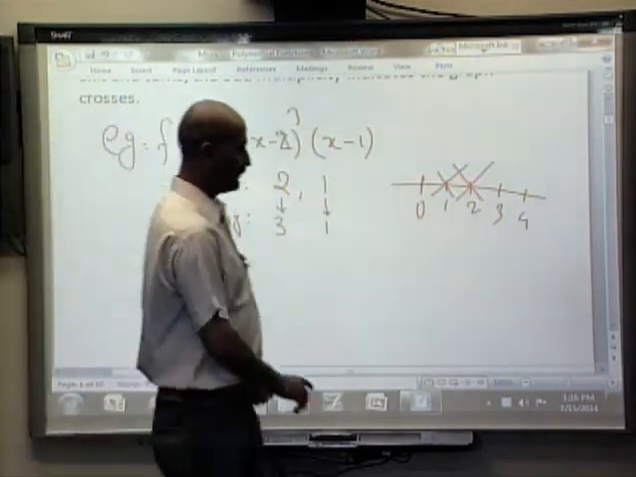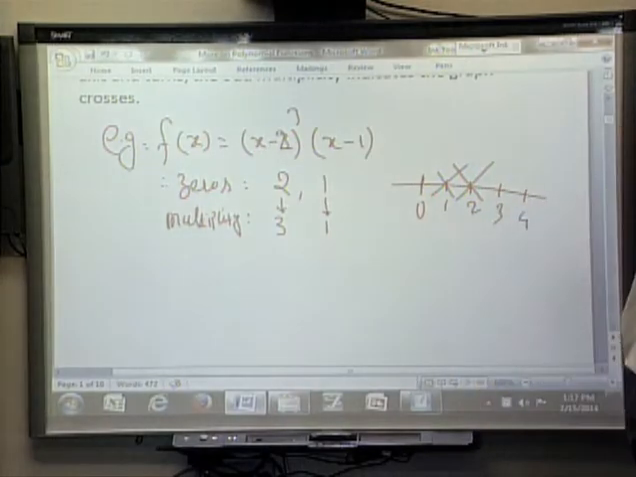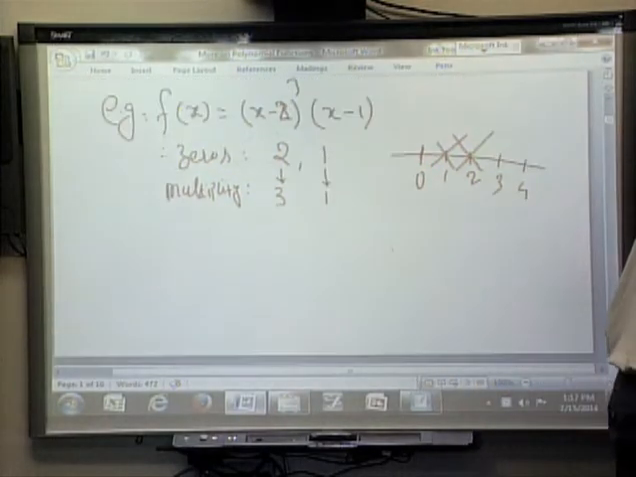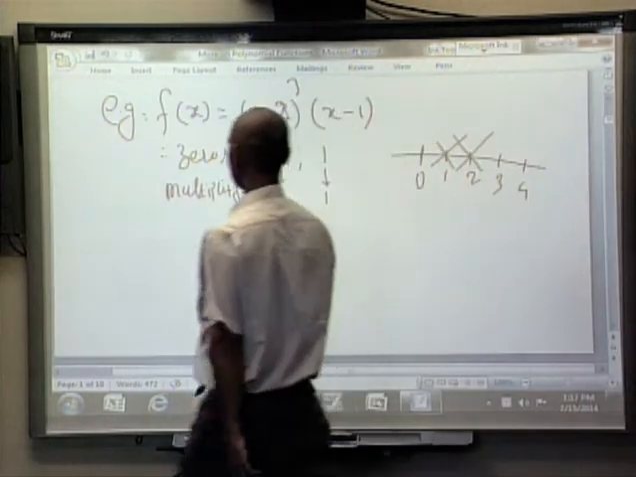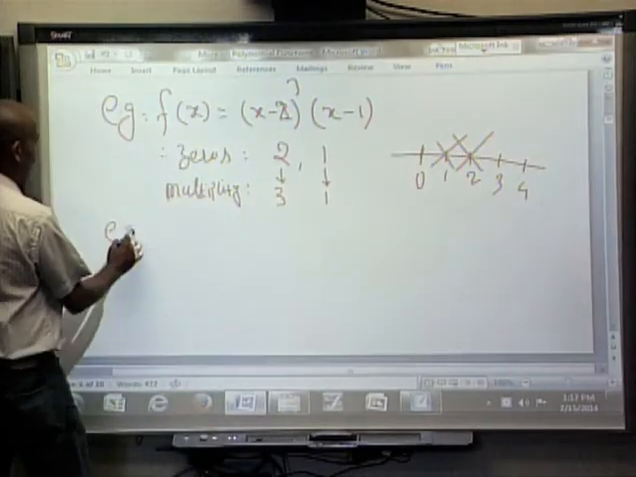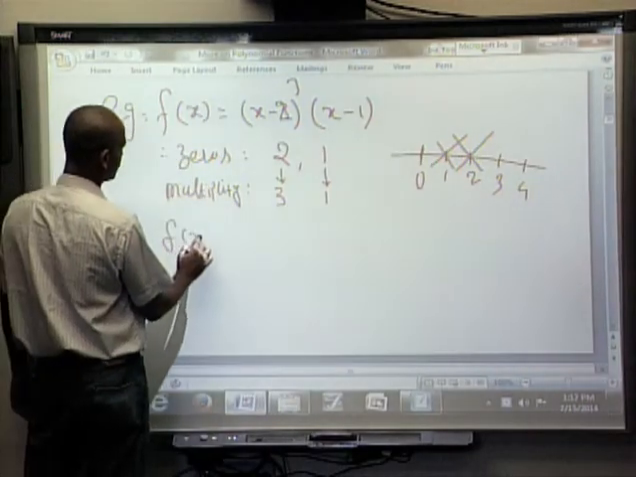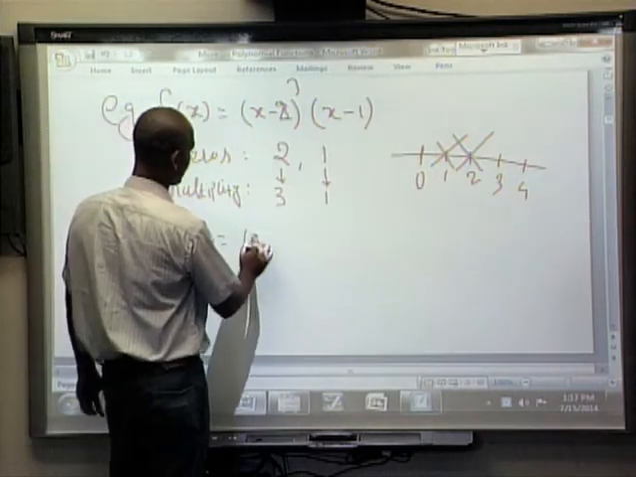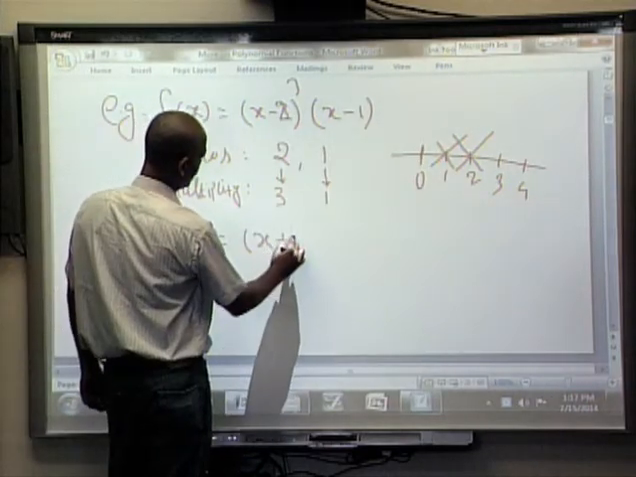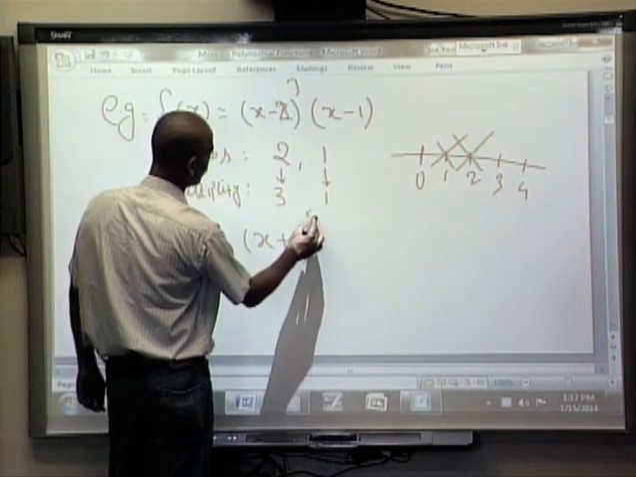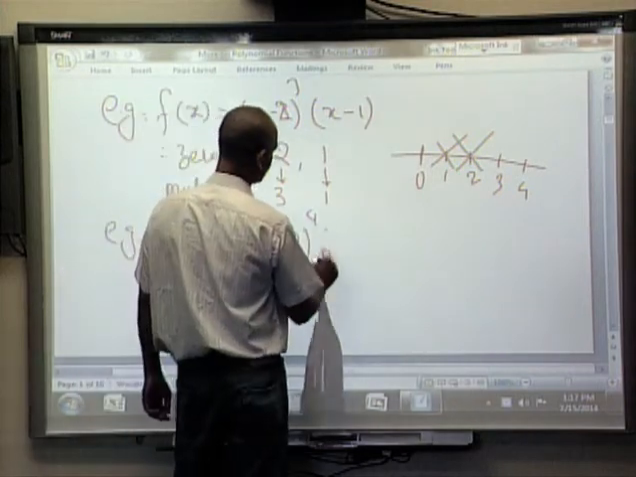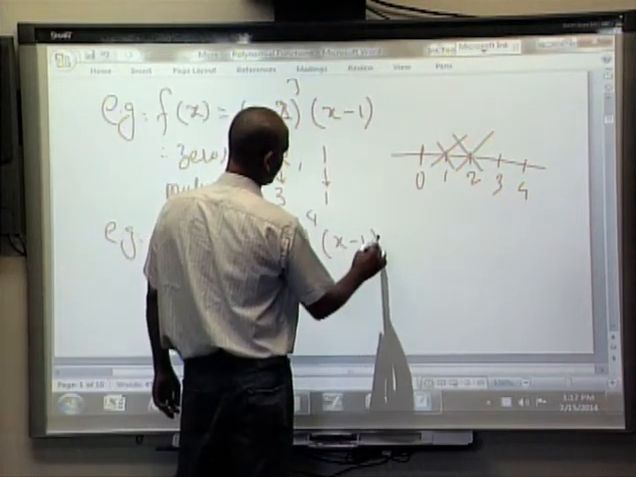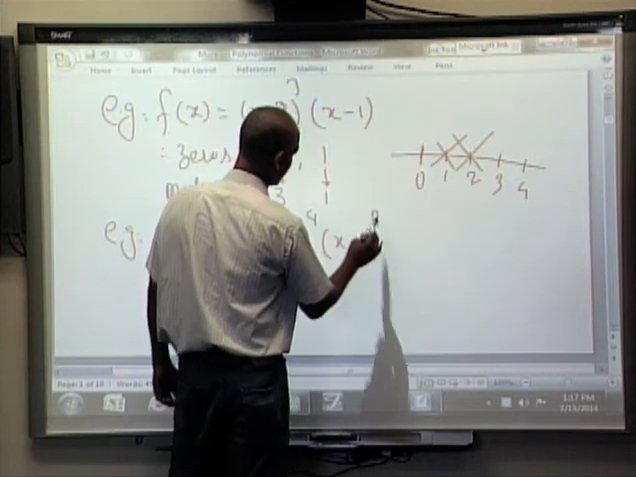Well, let us look at another example. Let us say f of x equals, I will just do a little modification here, x plus 2 raised to the 4th, and let us say x minus 1 raised to the 3.